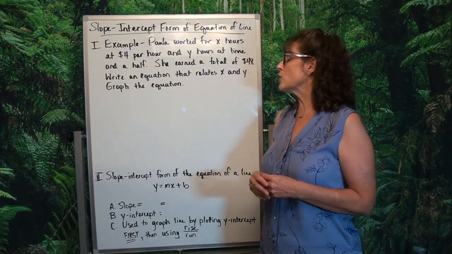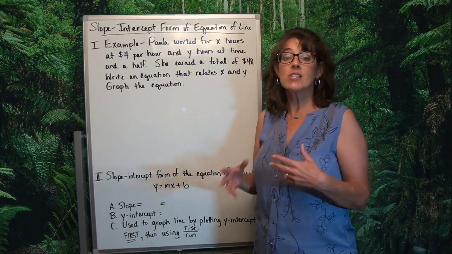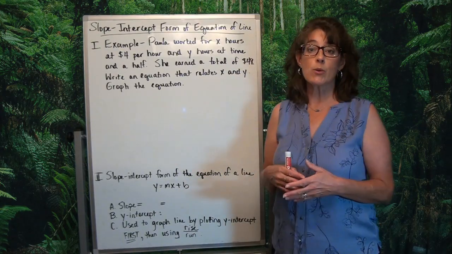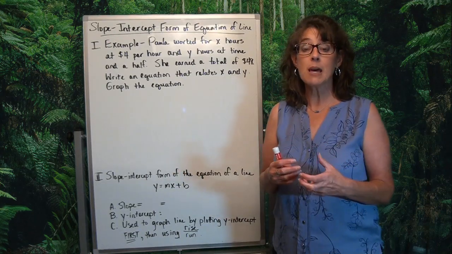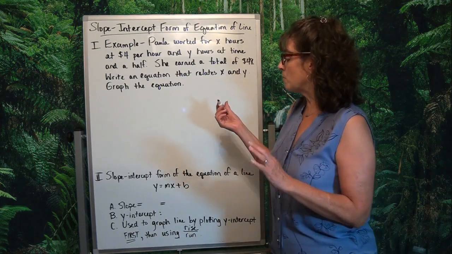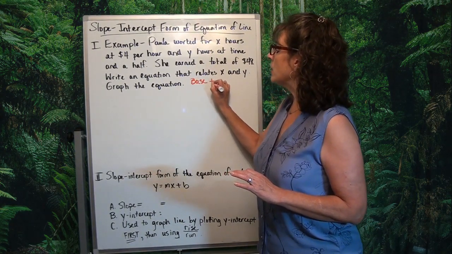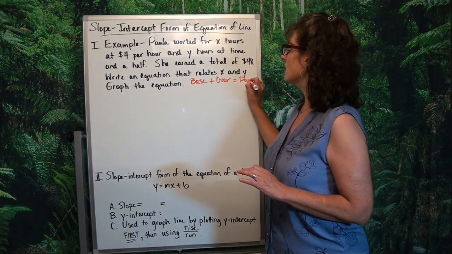We're going to write an equation that relates X and Y, and we're going to graph the equation. So let's think about what's happening here with Paula. It says she works X number of hours at $4 an hour. So when she makes that paycheck, she's going to get her base pay plus that overtime, and that'll give her her paycheck.